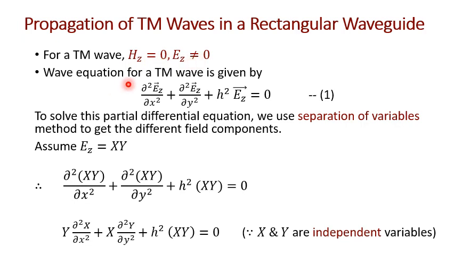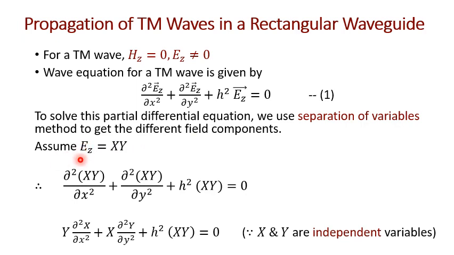So the wave equation for a TM wave is given by ∂²Ez/∂x² plus ∂²Ez/∂y² plus h² into Ez is equal to 0. So this is a second order partial differential equation. So we are going to use the method of separation of variables in order to get the different field components Ex, Ey, Hx and Hy.